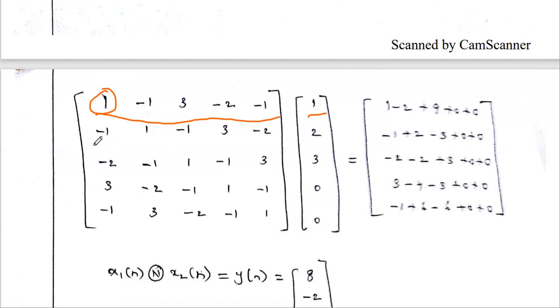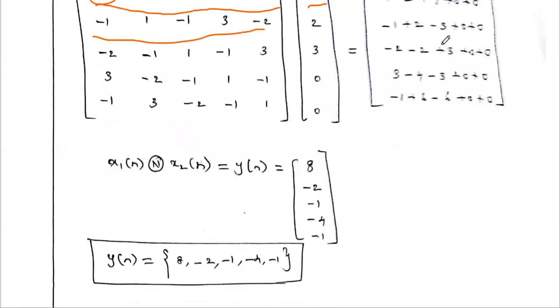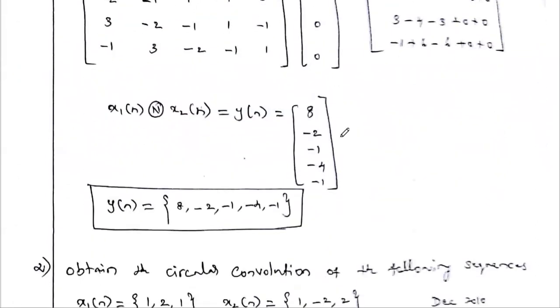Similarly, the second row multiplied with this first column. You have to write like this. Similarly, the third row multiplied with the first column, third element. Fourth row multiplied with the first column, fourth element. Then the last row multiplied with the first column, we will get the last element. After that you just add, so we will get the values 8, minus 2, minus 1, minus 4 and 1, minus 1. So the y of n output is 8, minus 2, minus 1, and so on. You write it row wise.